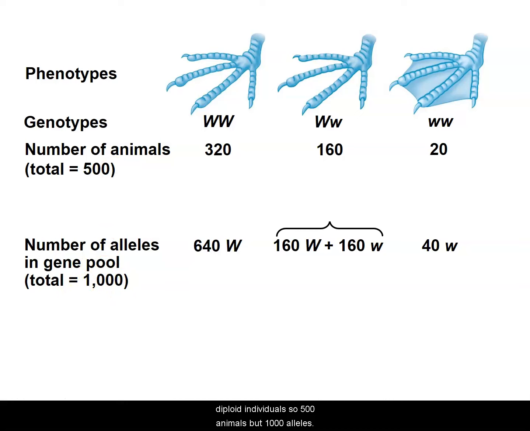This also makes our math pretty easy at this point. 320 individuals have this genotype of big W big W, but there are 640 big W alleles in these individuals. Let's skip over to the webbed example. There are 20 individuals with this genotype of homozygous recessive, meaning there are 40 little w alleles. So what about the group in the middle? The group in the middle are heterozygous, meaning one big W, one little w. So you take 160 having big W, and you have 160 little w's, and you add them together here.